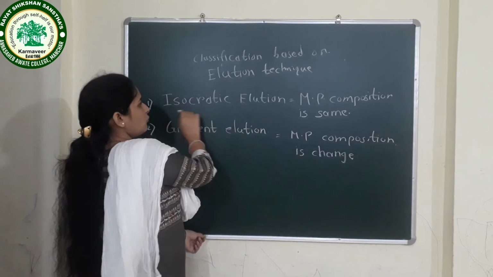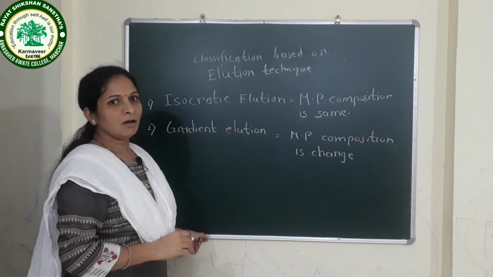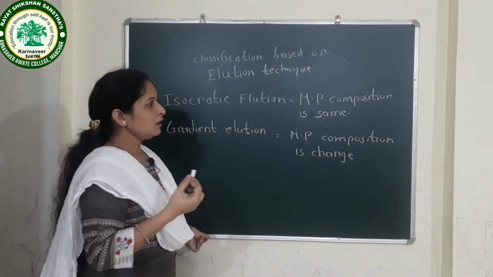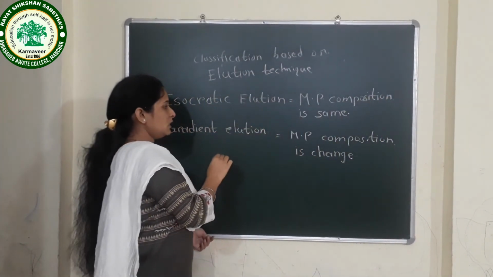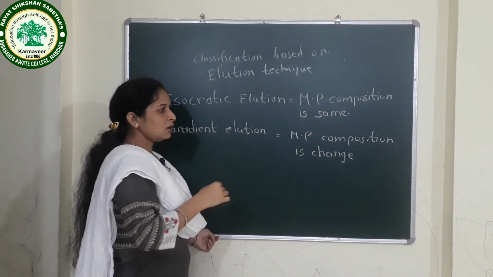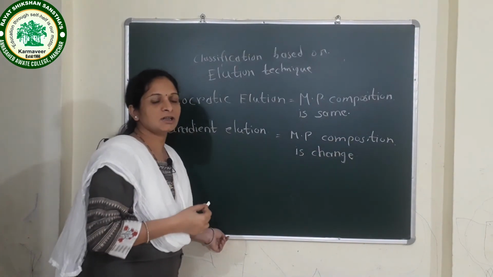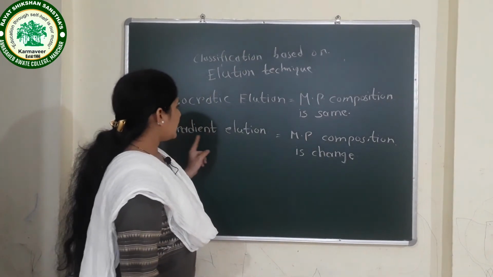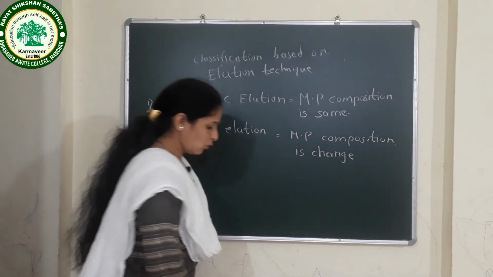We actually perform the isocratic elution first, but when good results are not obtained from the isocratic elution, or if a very large time is needed for the isocratic elution, then we will prefer the gradient elution. In gradient elution, we are increasing and changing the mobile phase composition. In HPLC, gradient elution technique is used. We are changing the composition of the mobile phase.